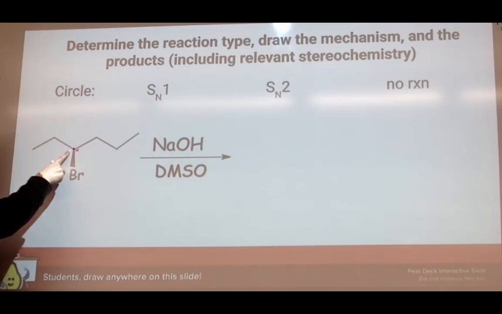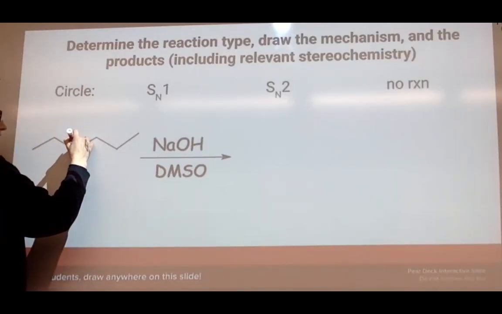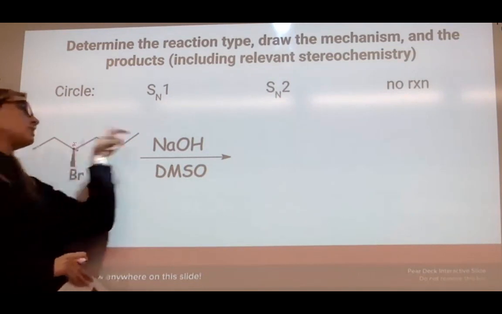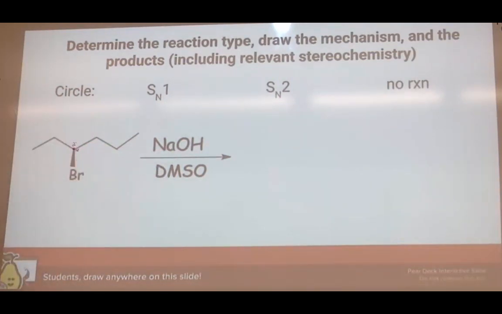So what would be the degree of this alpha carbon? How many other carbons is it connected to? 2, right? So this is a secondary. Now a secondary carbon can undergo either SN1 or SN2. So we're not limited by the type of carbon that this is. After we look at the type of carbon, we look at the nucleophile.